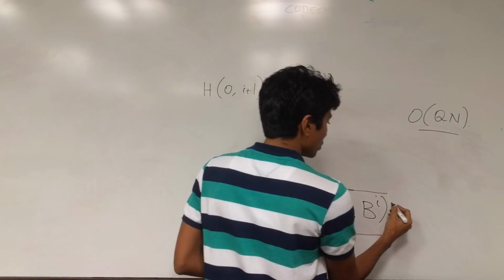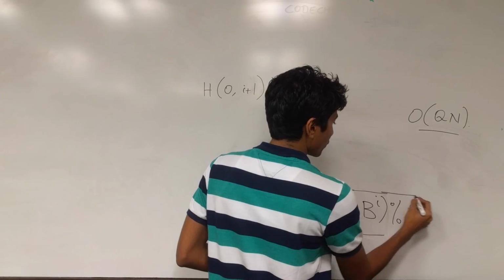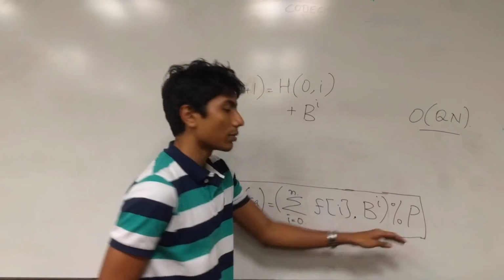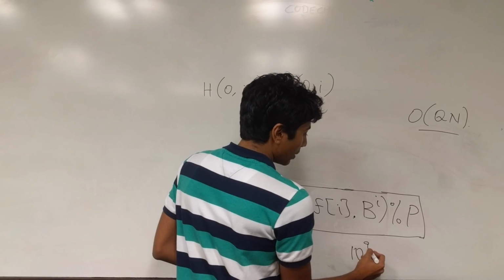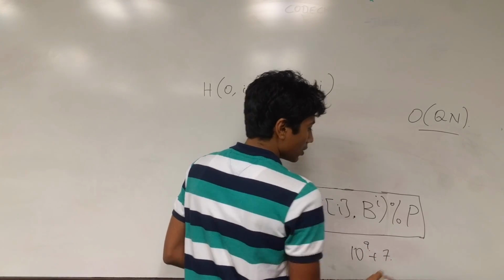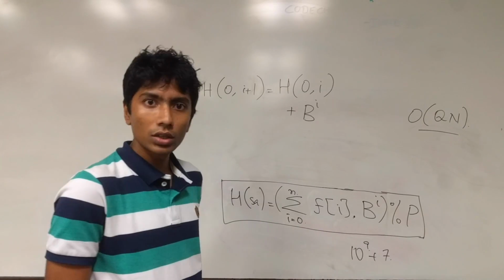Okay, modulo some prime number p. And keep this prime number sufficiently large. I would say 10 raised to the power 9, maybe, plus 7. So this is a prime number, this should work.